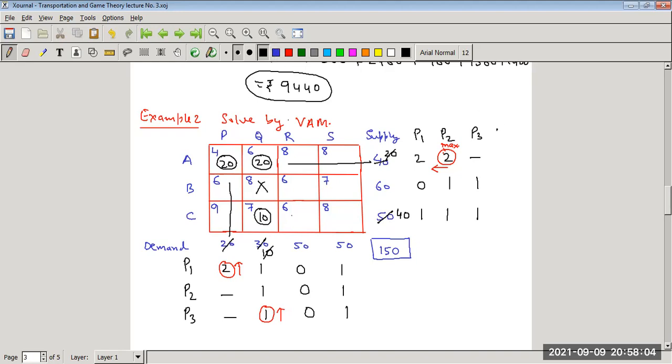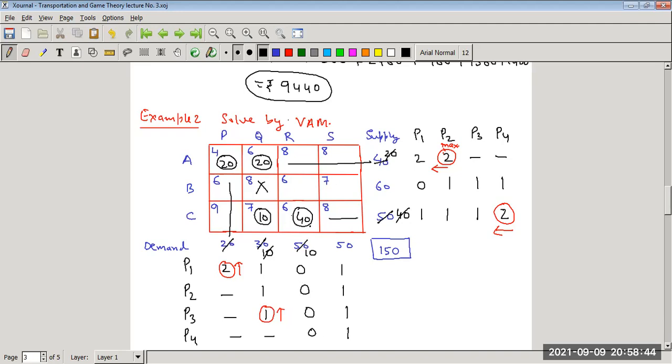Now we will calculate P4. 1 is the penalty for this point, 2 is the penalty for this point, dash we can put dash, 0 is the penalty, 1 is the penalty. So 2 is the maximum. If 2 is maximum, so we can choose this. 6 is minimum, so we can send maximum number of items to this station, and 50 is the demand, 40 is supply, so we can send 40 items. By sending 40 items, this row is over, so we are left with 10 items.